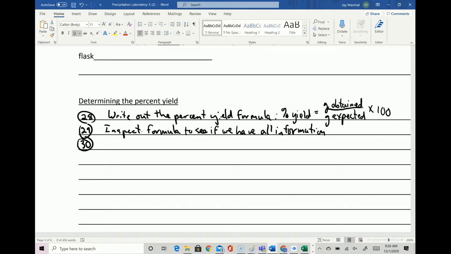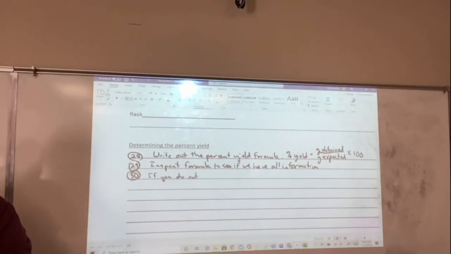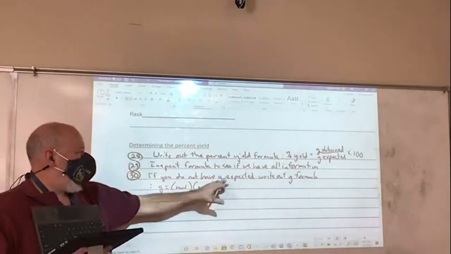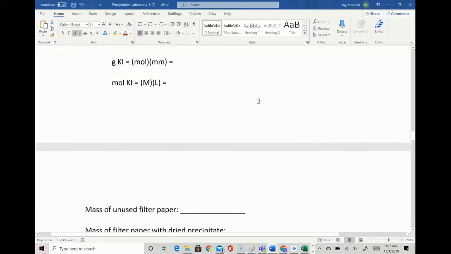Okay, so what formula do I know that will give me a number of grams? I want grams expected. What formula do I know will give you a number of grams? Okay. If you do not have grams expected, write out grams formula. Grams equals moles times molar mass. Okay? So if you do not have grams expected, write out gram formula. Grams equals moles times molar mass. And we're going to do this in our data table.